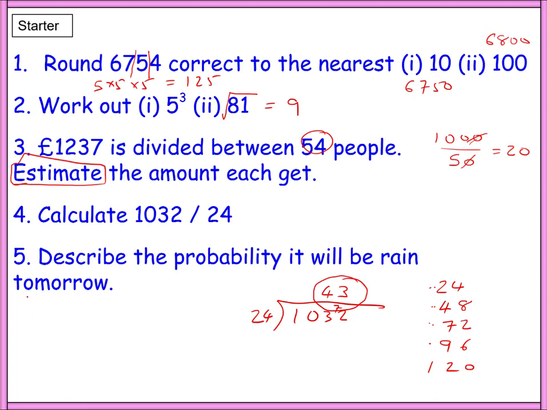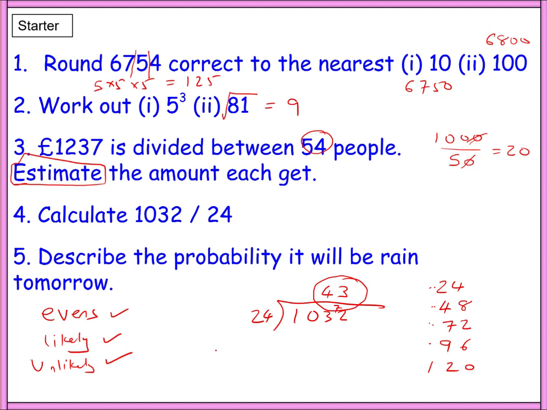Describe the probability it will rain tomorrow. You could have said maybe it's 50-50, so we could describe that as evens. You could say it's likely to rain tomorrow. You could have said it was highly likely. You could also say it's unlikely or highly unlikely. So any of these we'll accept as a correct answer.